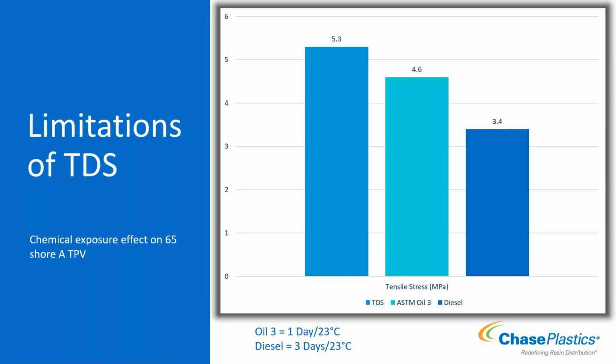And so you can take your standard data sheet value, which came in at a 5.3 MPa. This is for the 65 Shore TPV. Once it had been exposed to ASTM oil 3, it dropped to 4.6, and then diesel fuel 3.4. So this would be an example of the chemical exposure and how it can affect those properties.